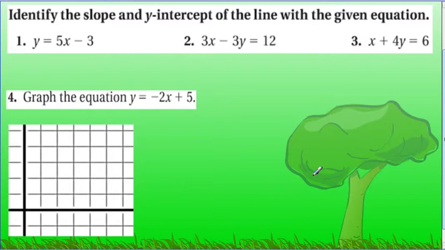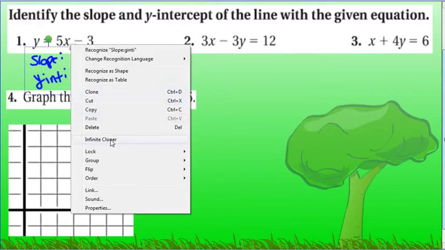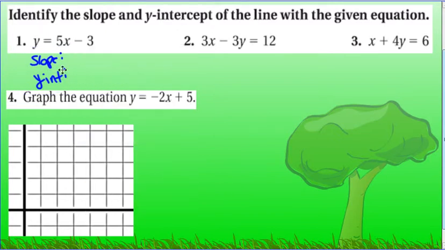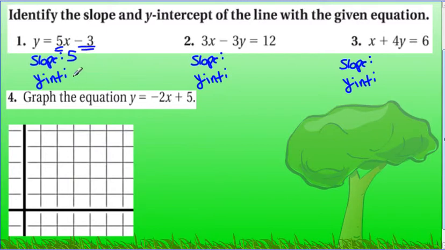Okay, let's do it. This guy's already set as y equals, which makes our life easy. So the slope and y-intercept is what we want to find. We're just going to cheat here a little bit. Pop this here and pop this here. All right, now we've cheated a little bit. The slope here is 5. The intercept is -3. You do need the negative to go with it.